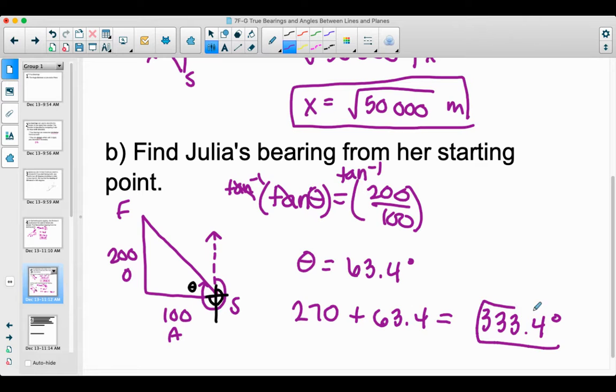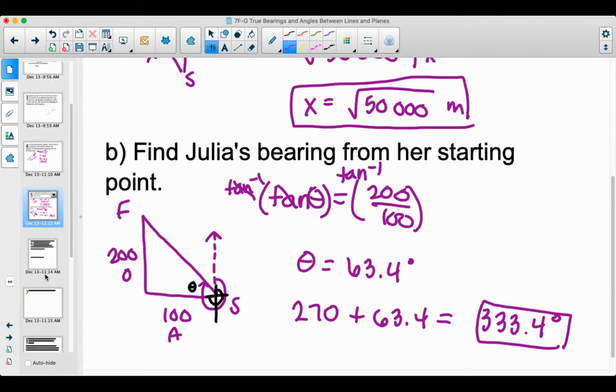333.4 degrees. Another way you could do that is think of your entire 360 degrees. If we just subtract out that chunk, you could do that as well. But because we have to go clockwise, it makes more sense to do your 270 plus your theta there. And that is Julia's bearing from her starting point.